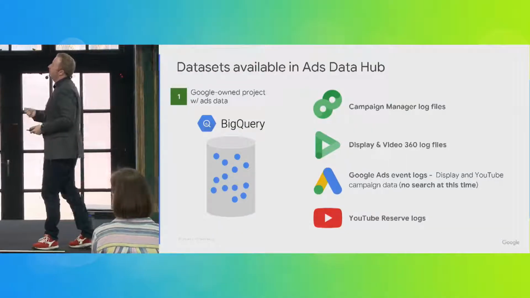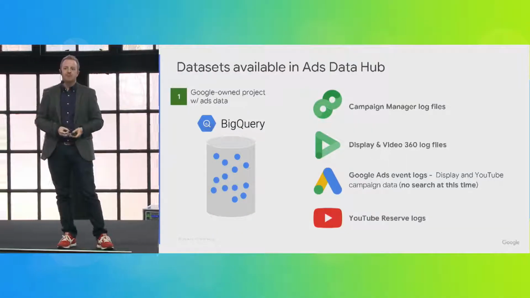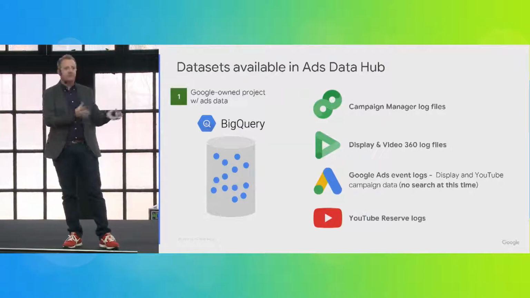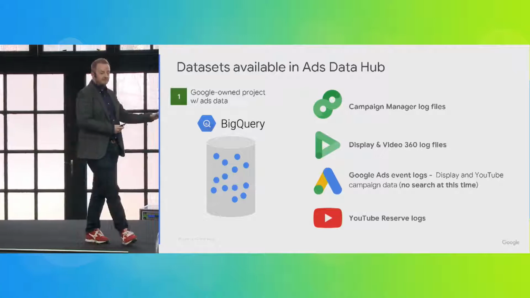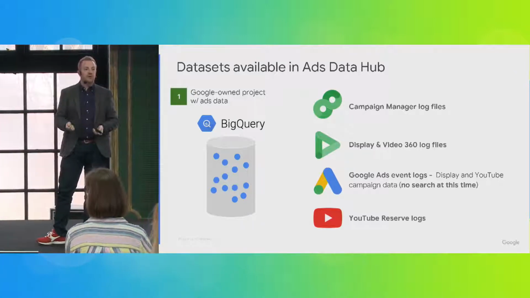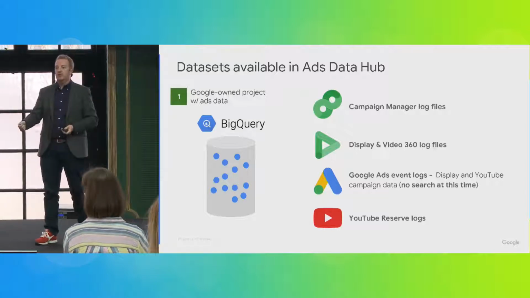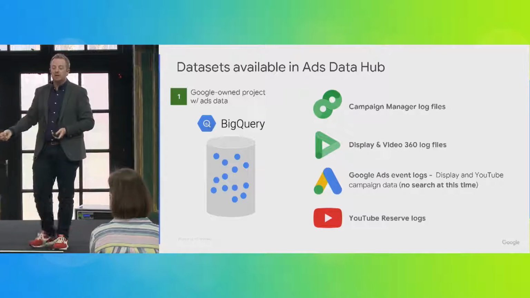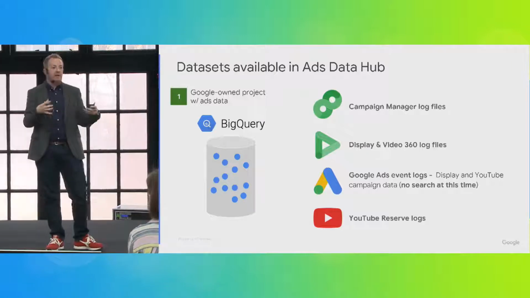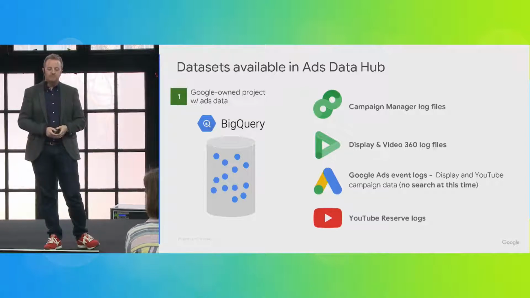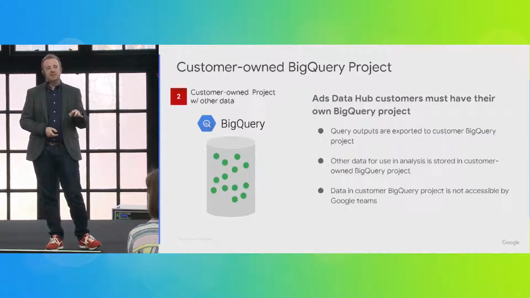So the first one is our Google-owned BigQuery account. Now, this is where the ads data sits. This is owned by Google, hosted by Google, and paid for by Google. We don't give you direct access to this data set. So you cannot log in, you cannot see the raw data, you cannot run select star on this data. We protect this data because this is where it has individual user data that we want to ensure the privacy of.